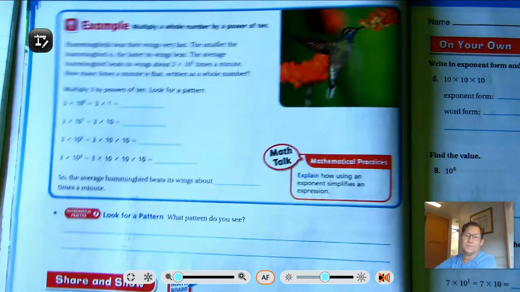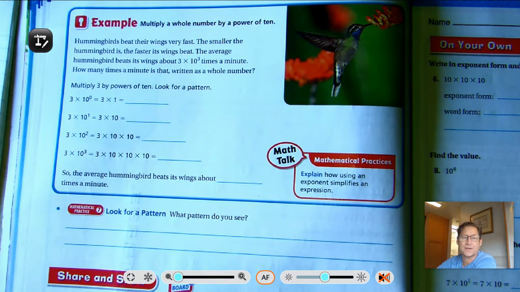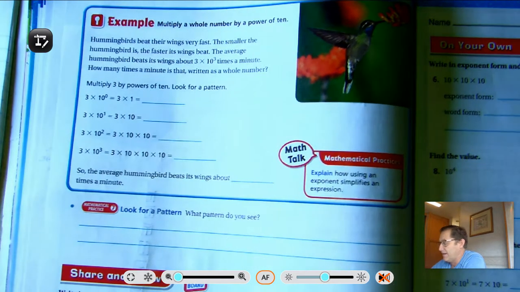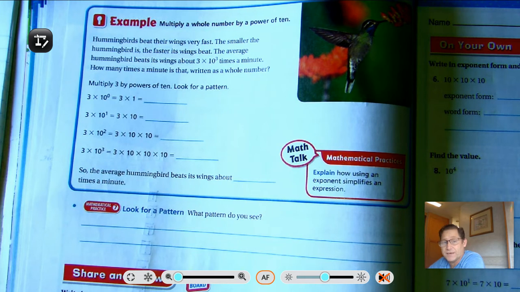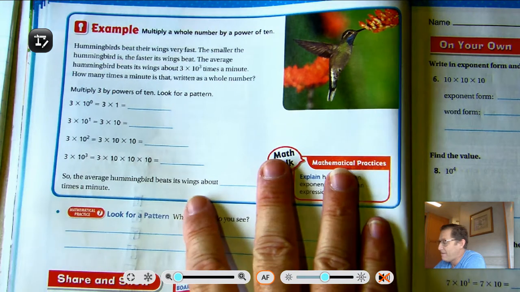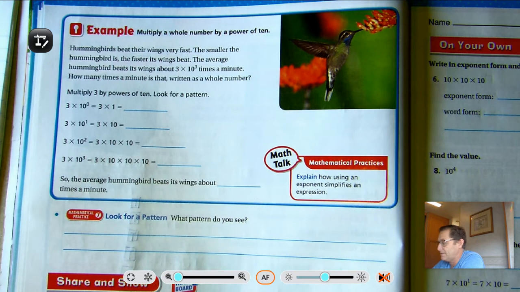Multiply a whole number by a power of 10. So hummingbirds beat their wings very fast. The smaller the hummingbird is, the faster its wings beat. The average hummingbird beats its wings about 3 times the third power of 10 times in a minute. How many times a minute is that written as a whole number?